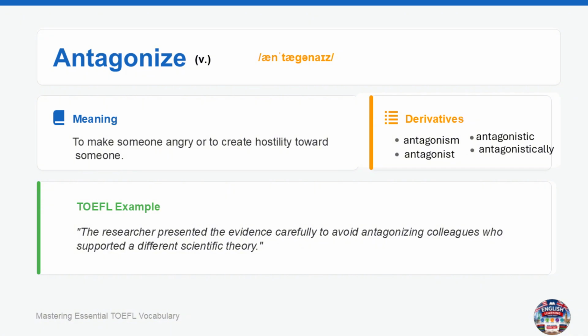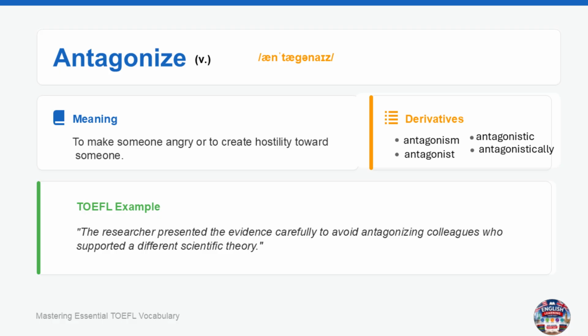Now listen to the example. The researcher presented the evidence carefully to avoid antagonizing colleagues who supported a different scientific theory. Here's your final question. Why did the researcher present the evidence carefully? Because the researcher wanted to avoid creating hostility among colleagues with different opinions. Now let's review the derivatives. Antagonism, antagonist, antagonistic, antagonistically. So if two groups have strong disagreement, there may be antagonism between them.